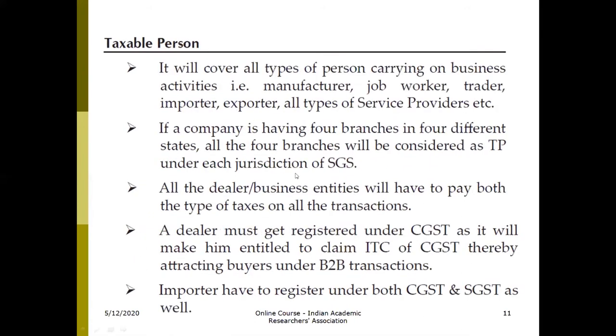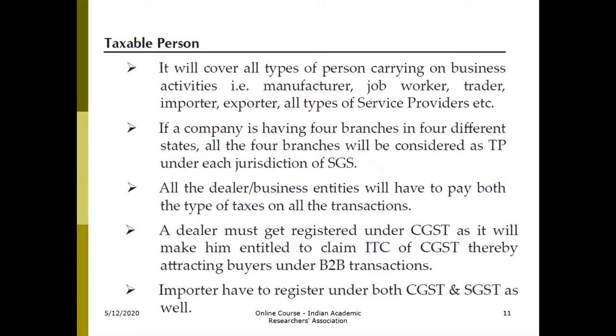Now, who is the taxable person in case of GST? It will cover all types of persons carrying on business activities, that is manufacturer, job worker, trader, importer, exporter, all types of service providers, etc. If a company has 4 branches in 4 different states, all the 4 branches will be considered taxable persons. Nobody will be escaping under each jurisdiction of state GST.